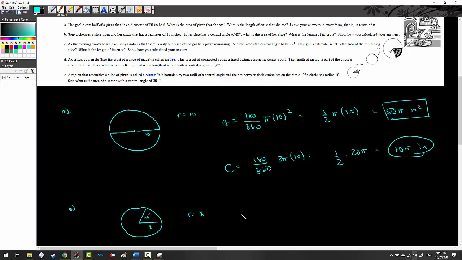Okay, well here we are again. The area of the slice, 45 degrees is being taken of the 360 times pi 8 squared. 45 over 360 boils down into 1/8 times pi 8 squared. The squared and the 8 will cancel, giving me 8 pi.